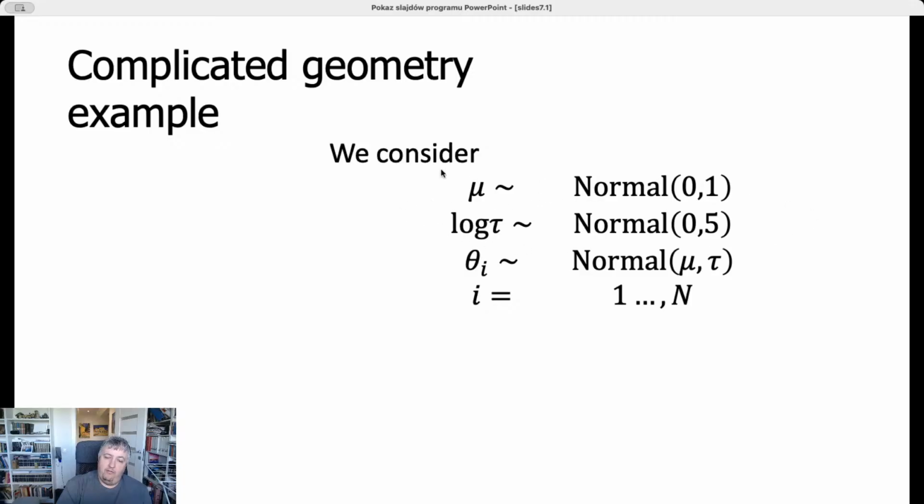Moreover, the prior for log tau is rather wide, because we assume that tau is not necessarily governed by its own distribution. We say that the logarithm of tau has a normal distribution. That means generally that 97% of possible taus are between exp(-10) and exp(+10). So this is a wide range of tau.